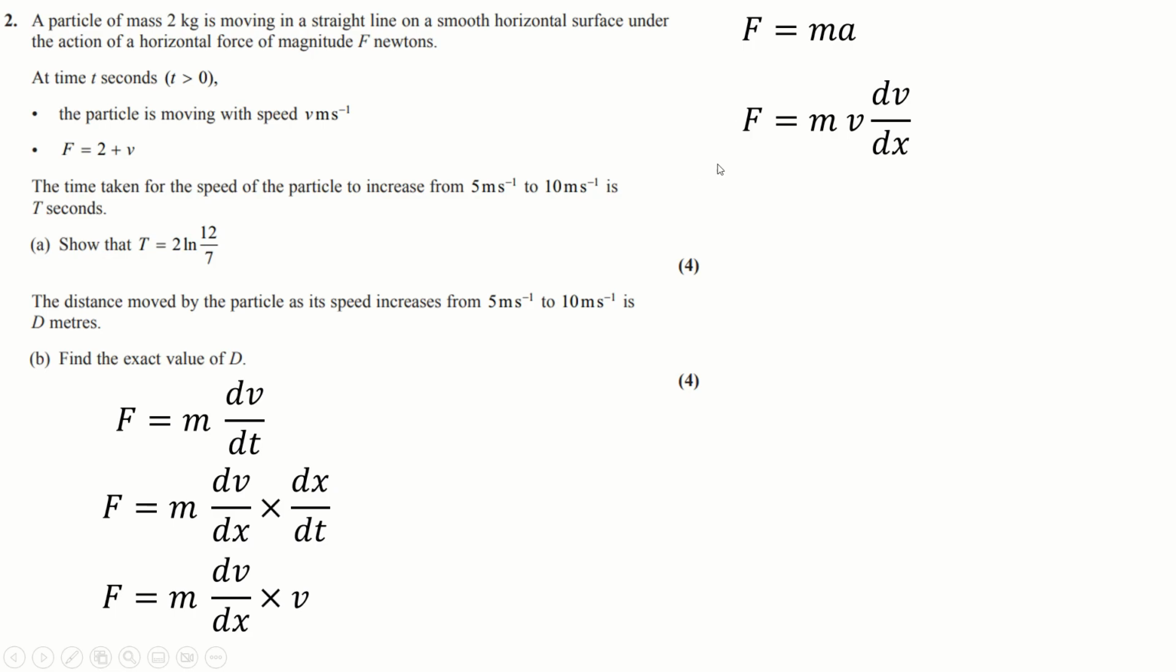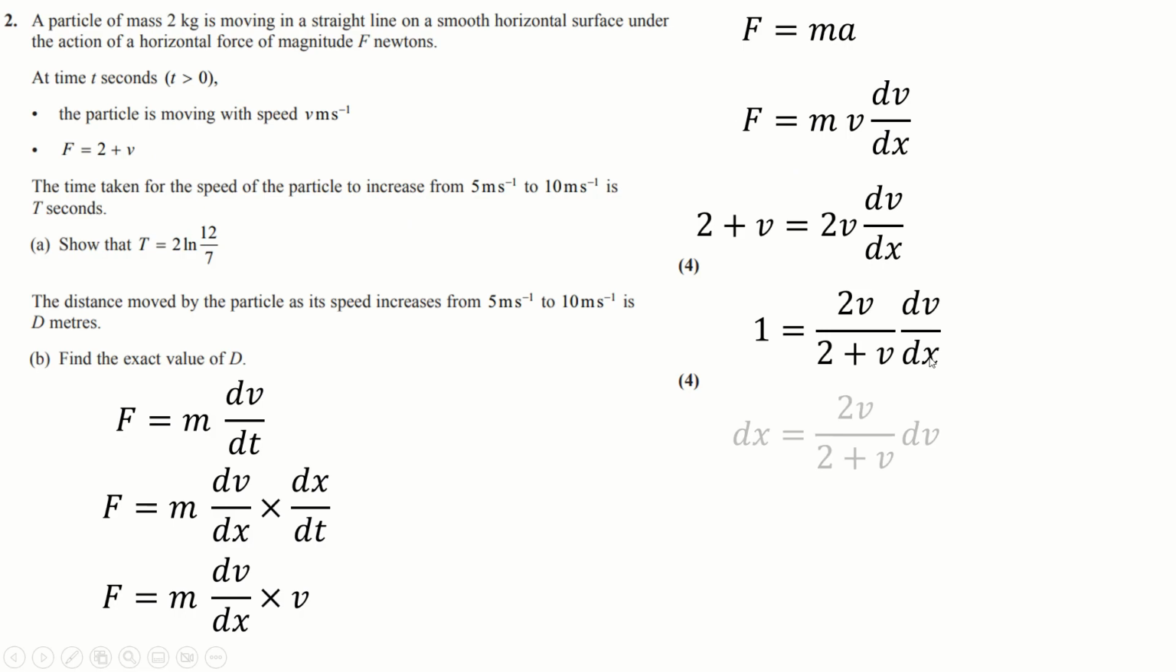Anyway, now we can just do what we did before. F is still 2 plus v, m is still 2. We can do a separable differential equation here and write it like this, and then integrate both sides. Now, integrating this here isn't that easy, but you can use some classic tricks. Maybe write 2v as 4 plus 2v minus 4, because that's totally what it is, right? The 4's just cancel.